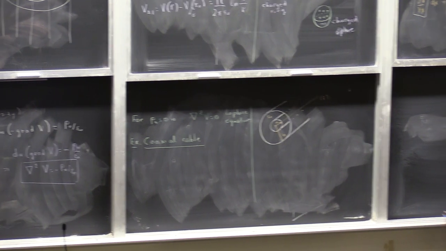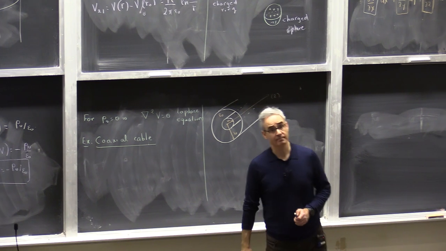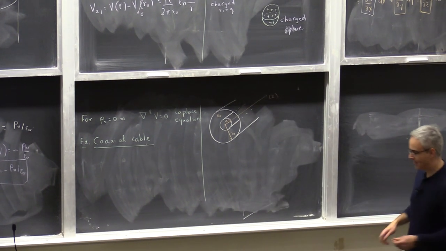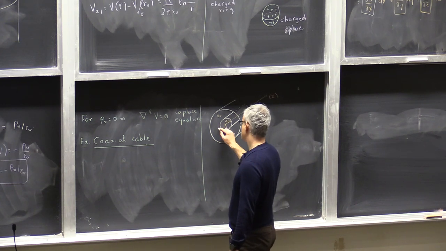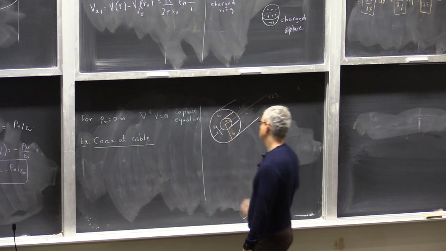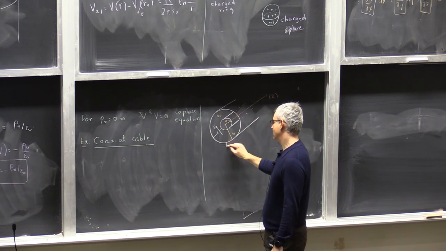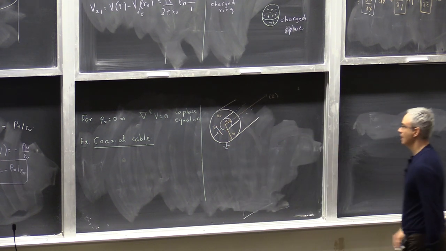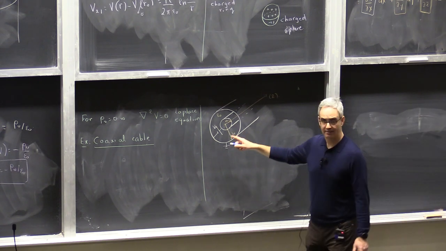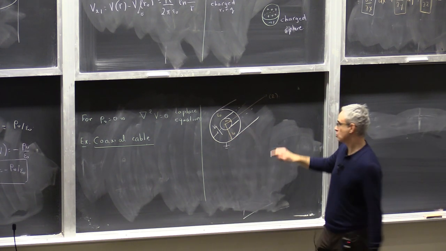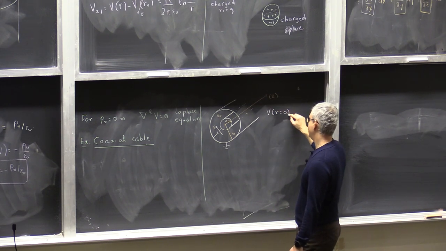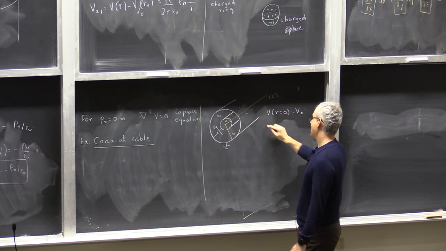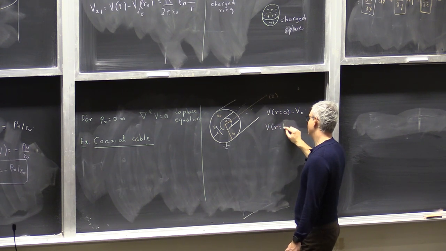And this is the z-axis, just to give it a coordinate system. So the cable runs along the z-axis. So I'm feeding this cable with a voltage source, V naught. I'm grounding the outer cylinder. So I'm setting this way, the potential in the inner cylinder to be V naught, and the potential in the outer cylinder to be zero.